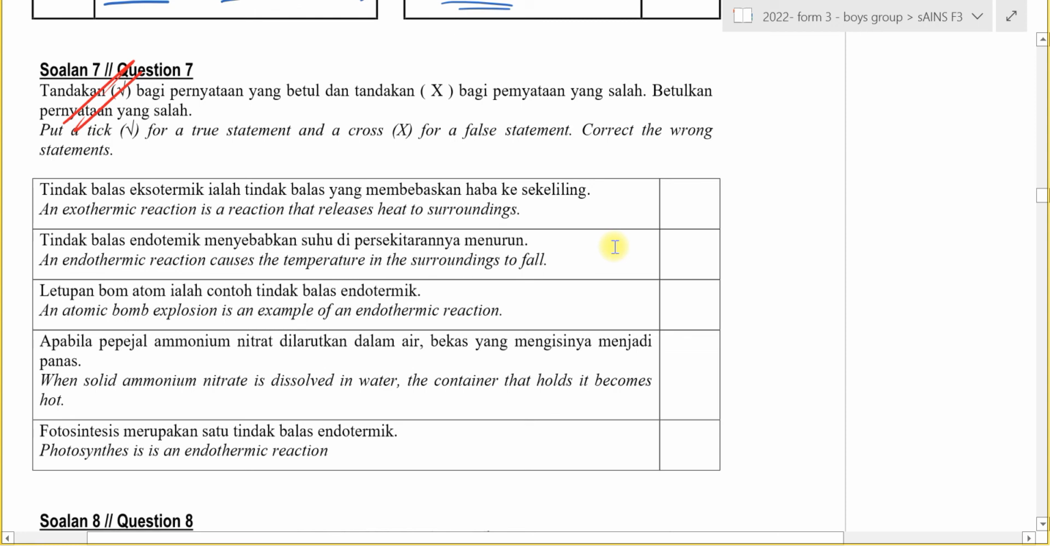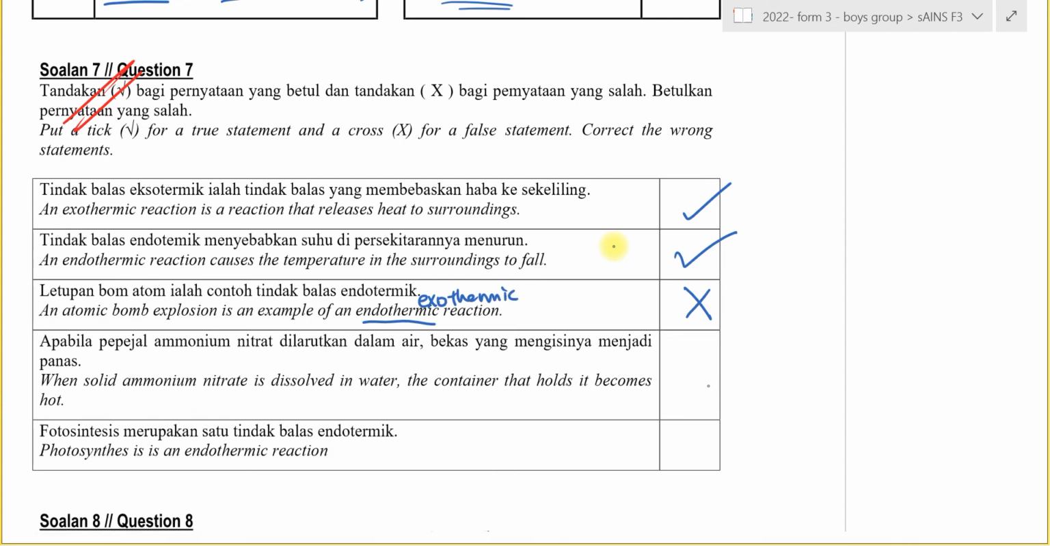Aridev. Put a tick for a true statement and a cross for a false statement. Correct the wrong statements. An exothermic reaction is a reaction that releases heat to surroundings. Correct. An endothermic reaction causes the temperature in the surroundings to fall, correct. An atomic bomb explosion is an example of an endothermic reaction, false. Explosion is an exothermic reaction.